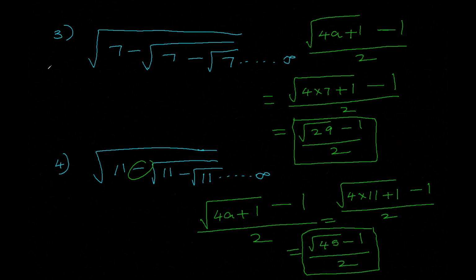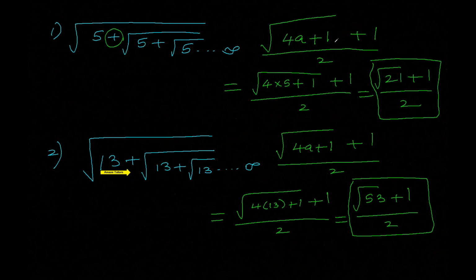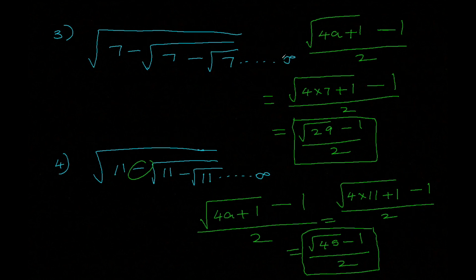So let me repeat it. Whenever all plus, the formula is 4a plus 1, plus 1. I'll show you. See, plus 1, if all the signs are plus. And if all the signs are minus, minus 1 here. That is the only difference.